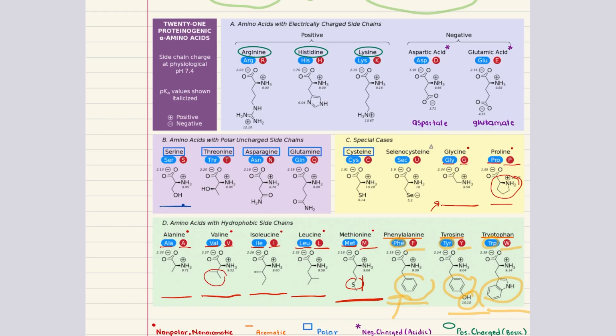First, we have serine. Its three-letter abbreviation is SER, and its one-letter code is S. It has a hydroxyl group on a short side chain, and it's small and highly polar. Next, we have threonine. It has a three-letter abbreviation of THR and a one-letter code of T. It also has a hydroxyl group, but it's attached to a slightly larger side chain. And like serine, it can form hydrogen bonds and it's polar. Next, we have asparagine and glutamine, and they both have amide groups in their side chains.